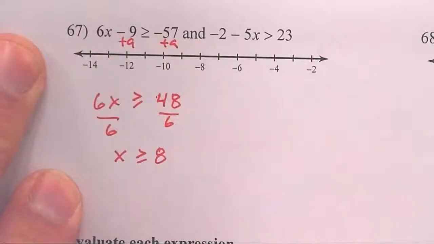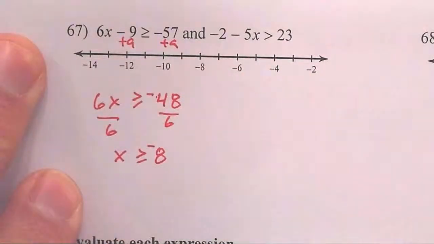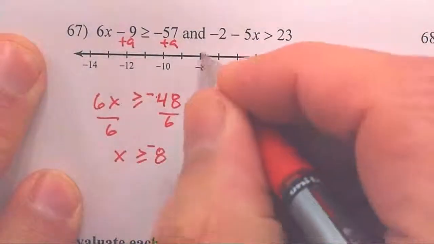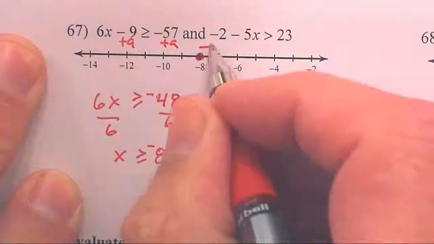So I've got a mistake here. This is -48. So at -8, I need a solid dot I can touch, and I'm just going to give myself an arrow. I want x's that are bigger than.